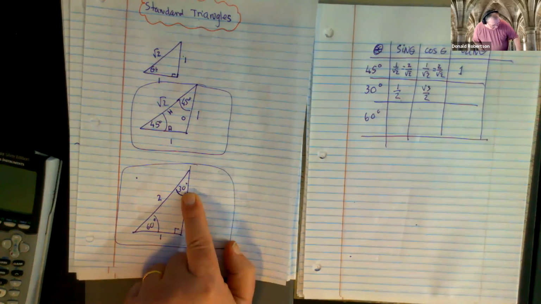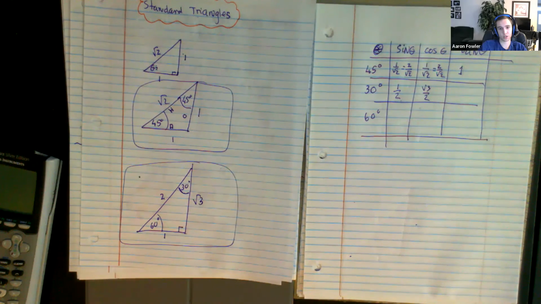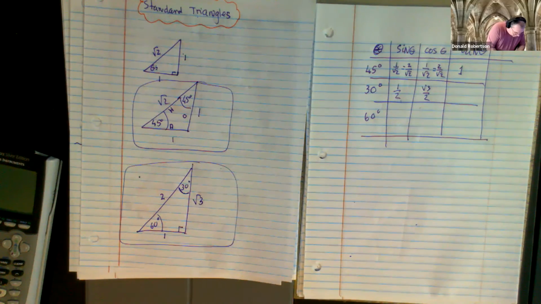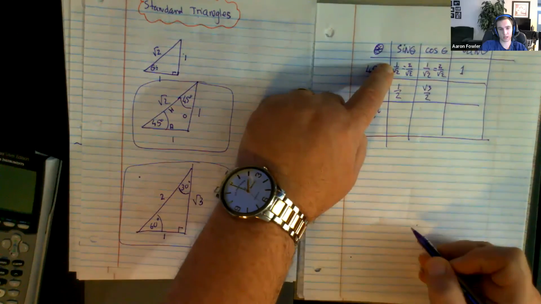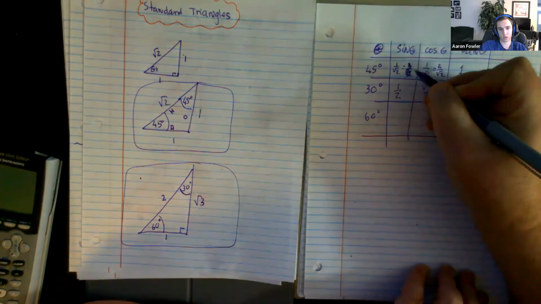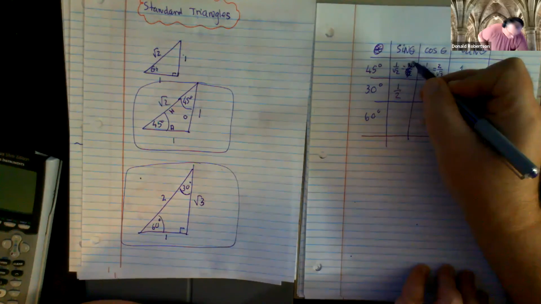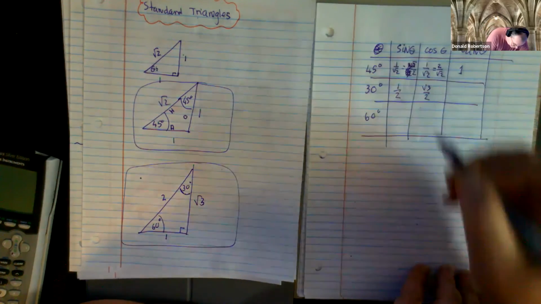I'm confused. Why is it 2 over root 2 for sine of 45 and cosine? Okay. So are you happy about it being 1 over root 2? Yes. Okay. So root 2 over 2 is what it should have been. Oh, okay.